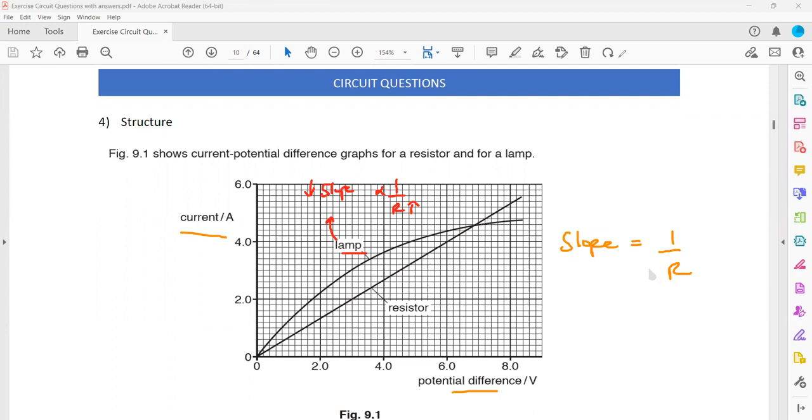But what about the fixed resistor? The slope of a fixed resistor does not change, or the slope is constant. So if the slope is constant, it means the resistance is also constant, or the resistance of this component is not changing. So for a fixed resistor, the slope is constant, so resistance is constant. Whereas for a lamp, the slope is decreasing. As the slope is decreasing, the resistance is increasing. The opposite will happen. Slope and resistance for I-V graphs are inversely proportional to each other.